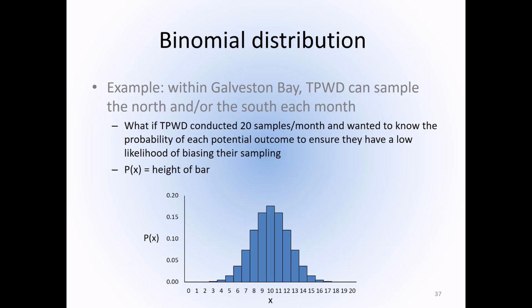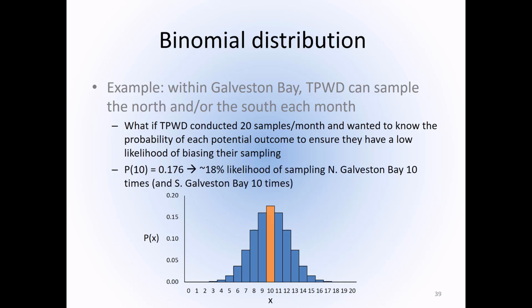And similar to the histograms that we looked at in the visualization lecture, this is equivalent to our relative frequency histograms, and the summation of all the bars in these histograms will equal 1. So the total summation of all the probabilities in this histogram will equal 1, following our rules for probability. So if we look at the probability of sampling North Galveston Bay 10 times, we can calculate that using our formula and the histogram area as well.